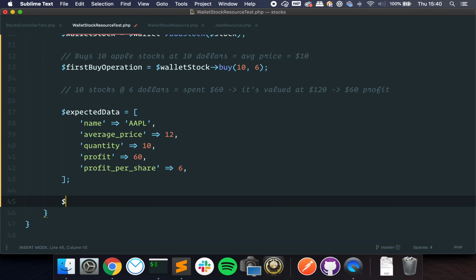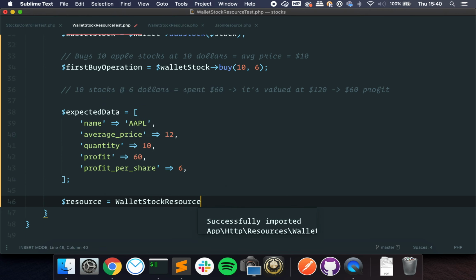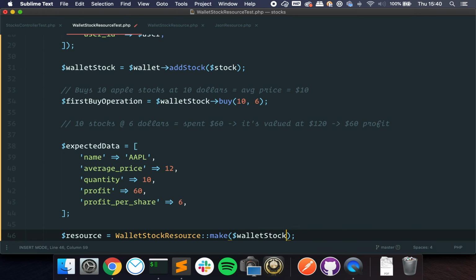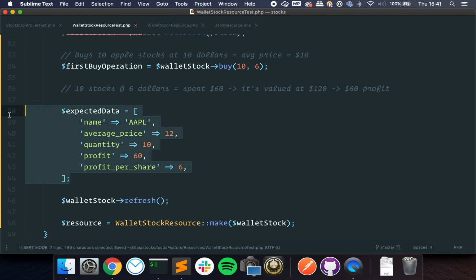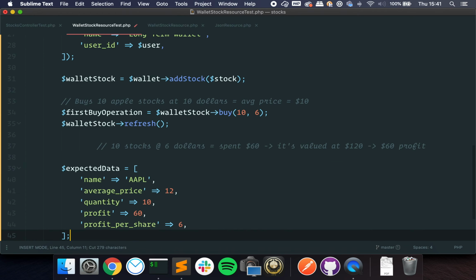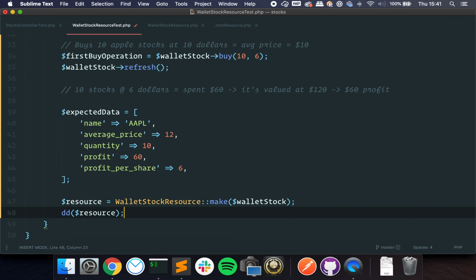So let's create the resource. So wallet stock, just call it resource. WalletStockResource. And we want to pass our wallet stock. Let's pass a fresh instance of it. Actually, let's refresh it before we do anything. Okay, let's put this here. And let's dump this. Let's see what we have.